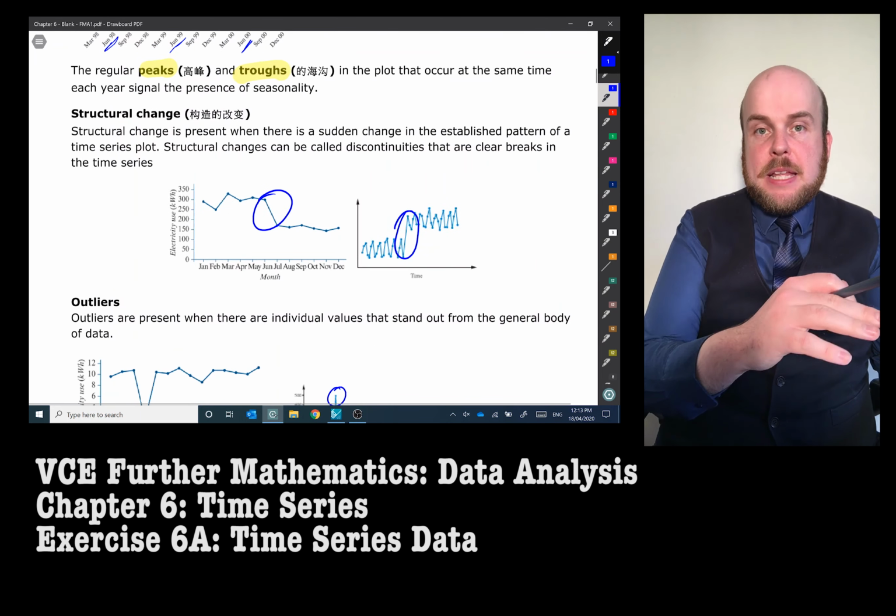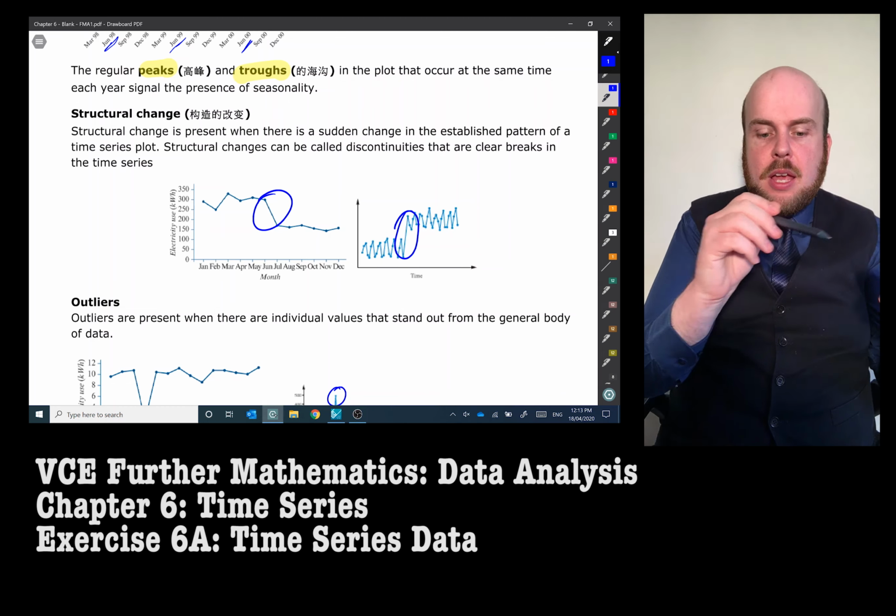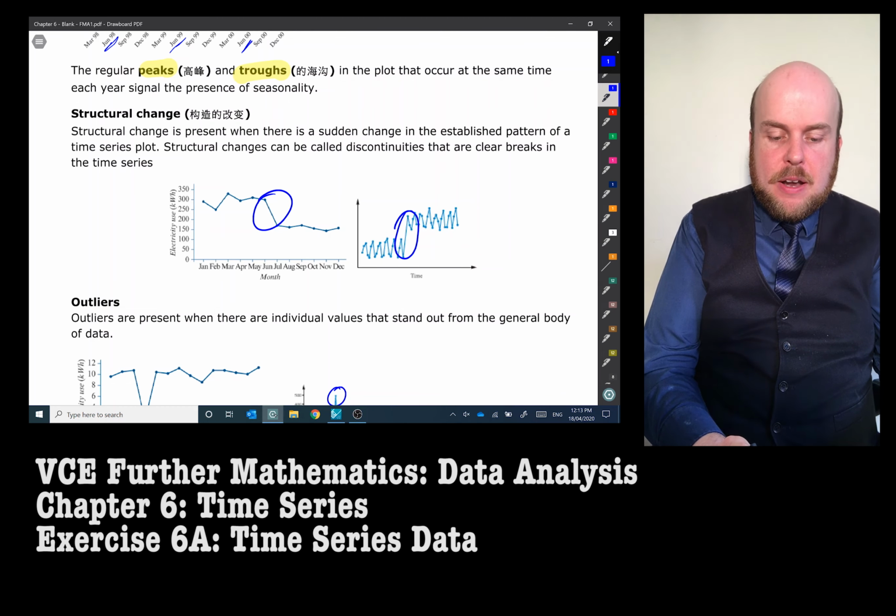A structural change means that it's changed the entire graph. So you see in this first example here, the graph was sort of up in this general direction, and then we got, and so I'm looking at this graph here.